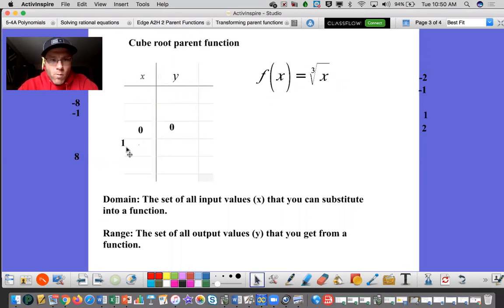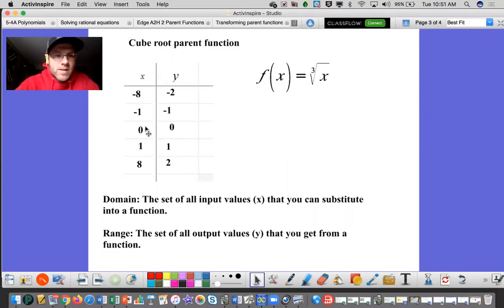The cube root of 1 is 1 times 1 times 1. The cube root of 8 is 2. And the cube root of negative 1, you can do this: negative 1 times negative 1 times negative 1 is negative 1. The cube root of negative 8 is negative 2, because negative 2 times negative 2 times negative 2.